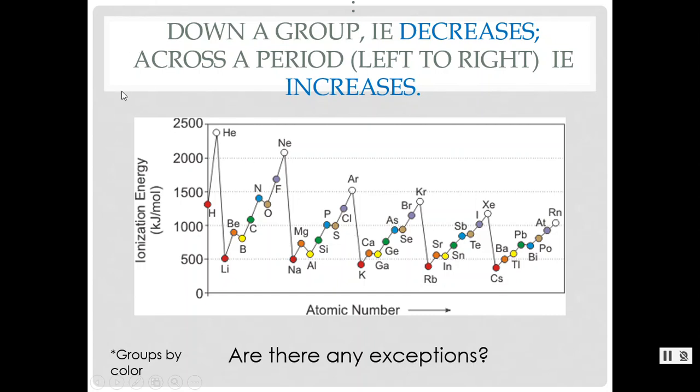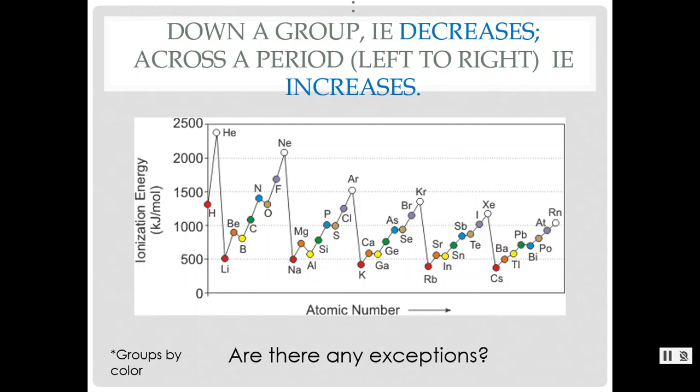When going down a group, top to bottom, ionization energy decreases. You can easily see that with helium, neon, argon, which are all in the same group 8. As you travel down that group, and all the other groups, ionization energy will decrease. When going across a period from left to right, the ionization energy increases.